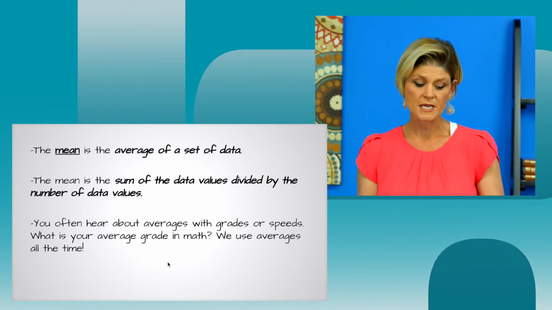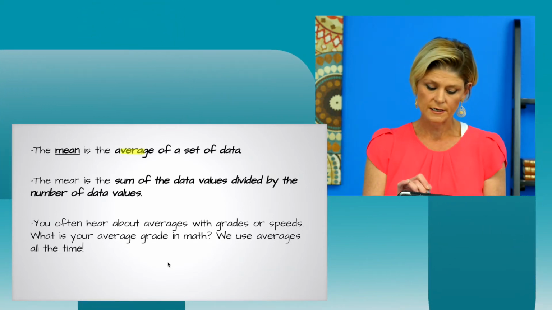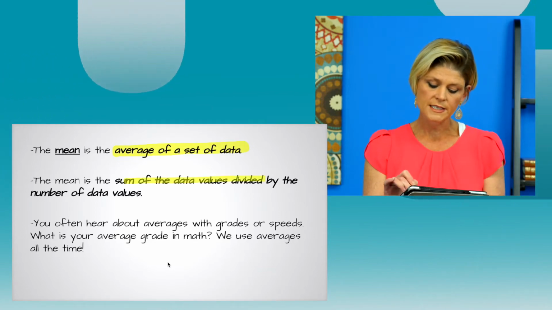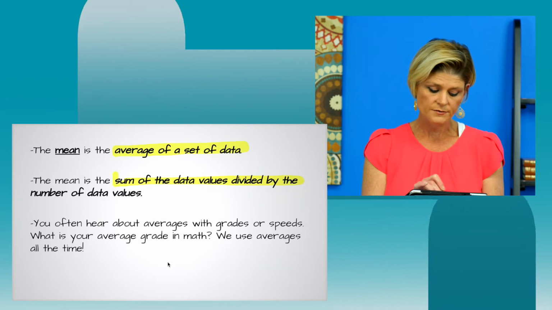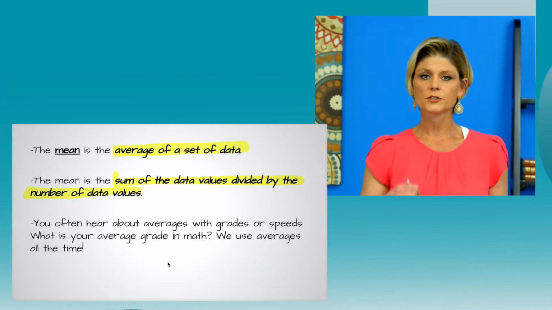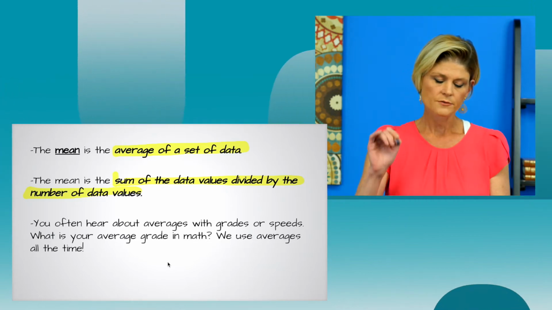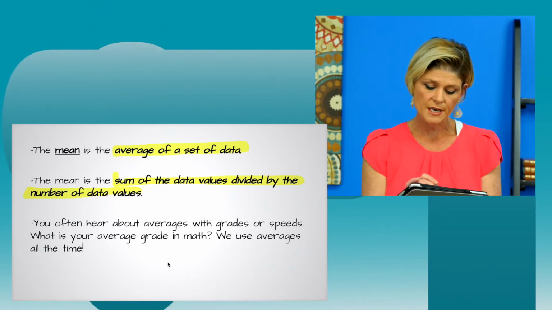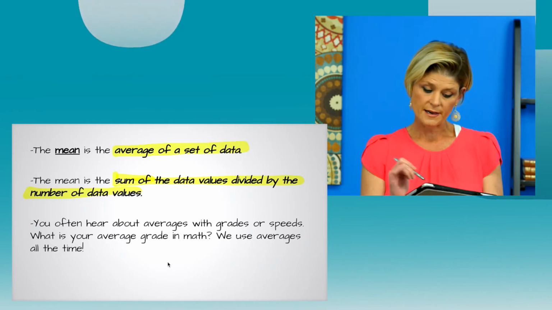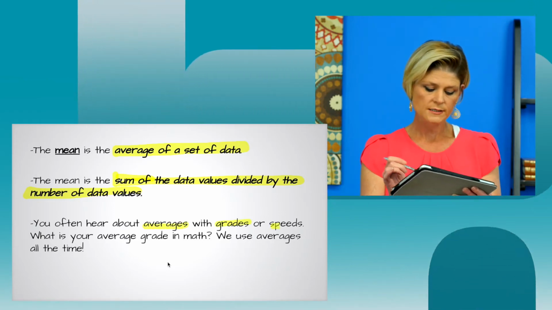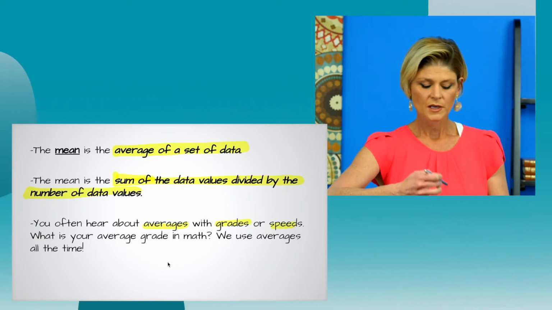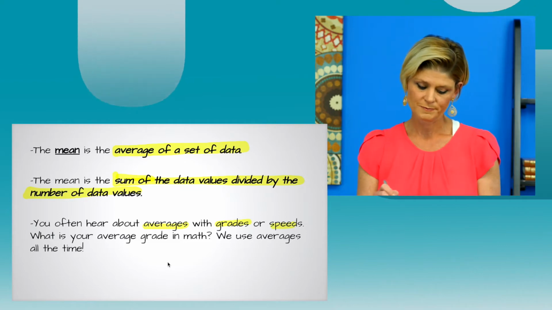So let's start with the mean. The mean is the average of the set of data. That is the sum of the data values divided by the number of data values. You'll see this in words, which may make sense to some of you. Some of you might need to actually see the numbers and see it worked out. But let me repeat that again. To find the mean, you take the sum of the data values divided by the number of data values. Now, you often hear about averages, right? With your grades, your speeds, like, for instance, what's your average grade in math? So we use averages all the time. So mean is just a fancy word for average.